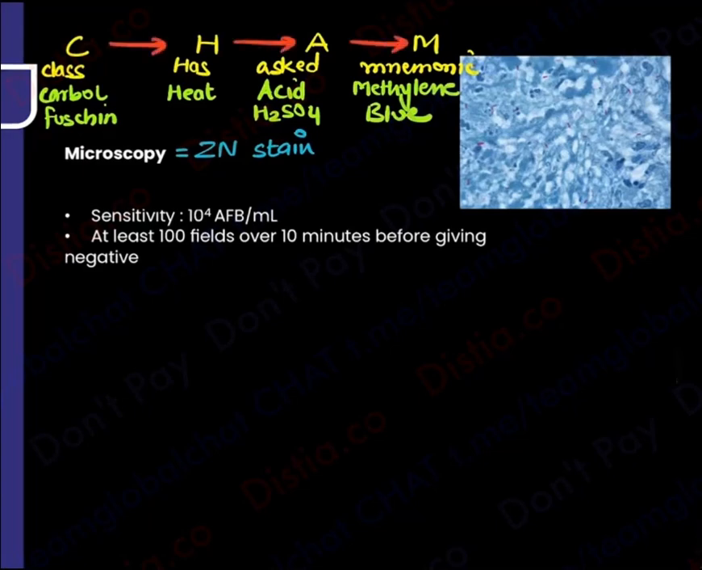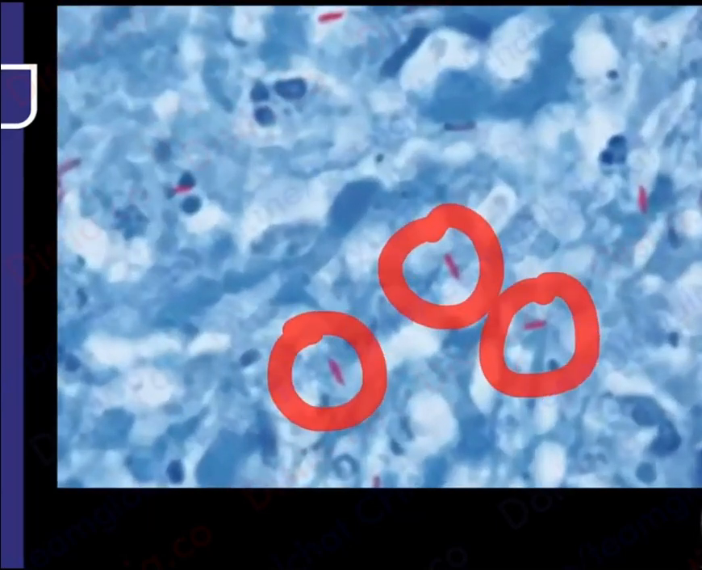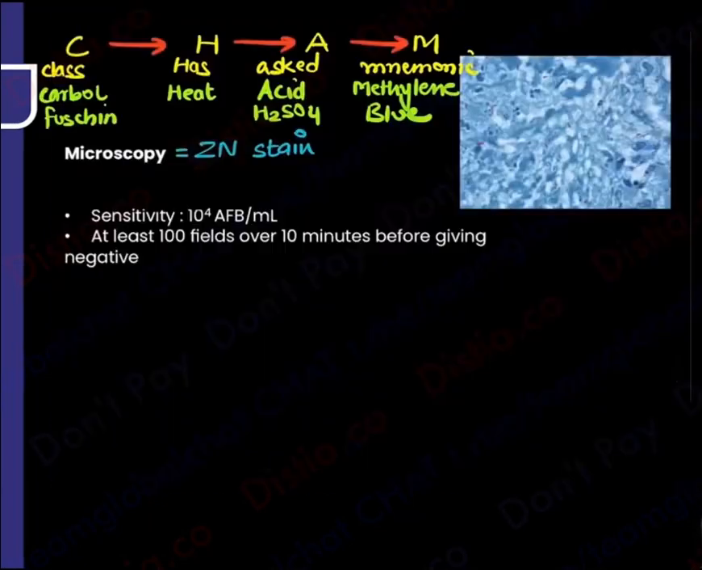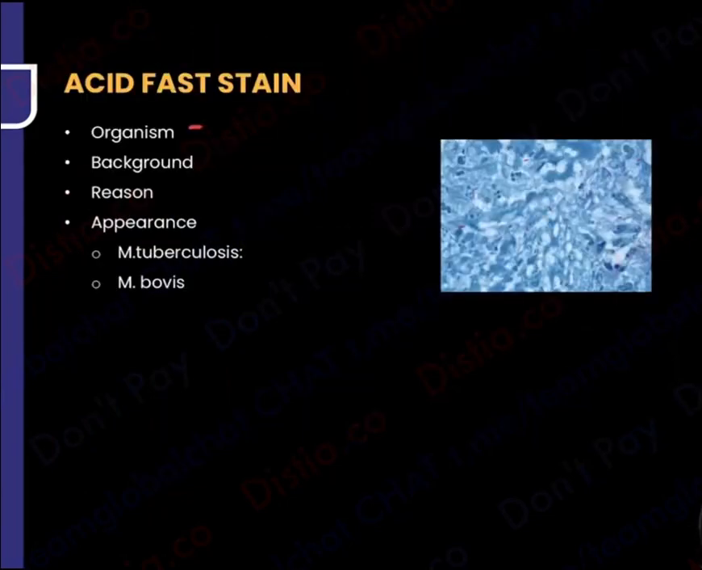So now tell me guys, whenever you see this, what is the color that the organism has got? The organism has got a beautiful red color. Why? Because the red color is because of carbol fuchsin. And what is the background? The background has come out to be blue. So there are two colors. If they ask you, what is the organism? The organism has come out to be red and the background has come out to be blue.